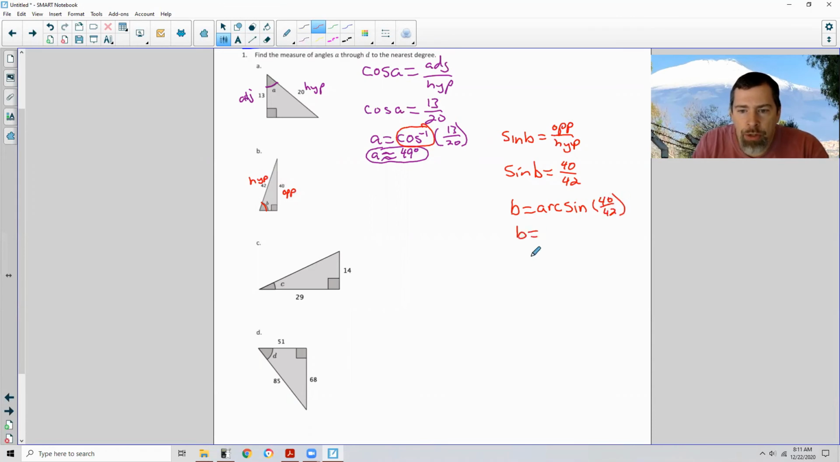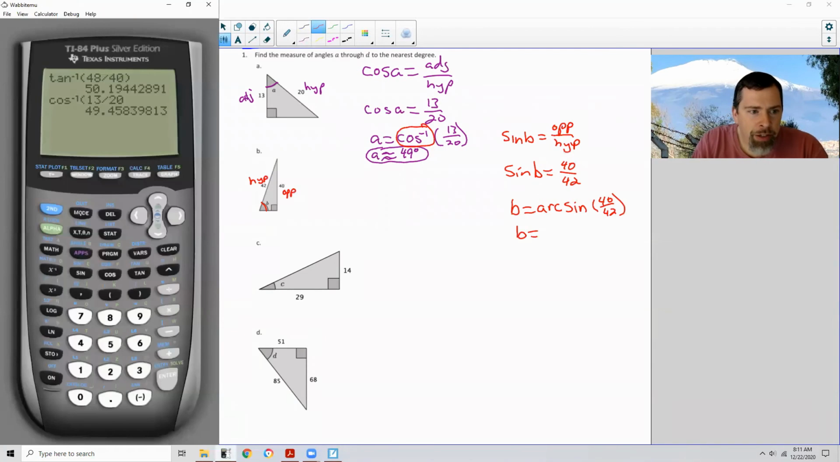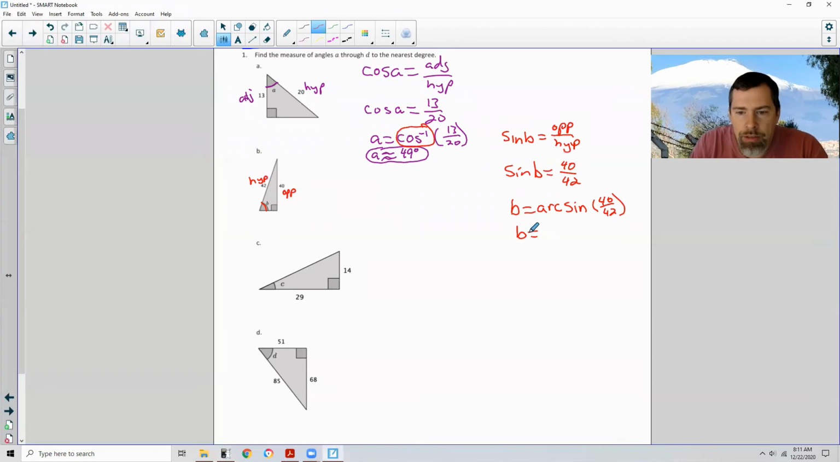So B equals, and then I'm going to go in my calculator and I'm going to hit second sine. Sine to the -1 is the same as arc sine, and it's going to be 40 divided by 42. And I get approximately 72 degrees. So I'm going to do a squiggly here, 72 degrees. Okay, and let's just keep moving right along here.